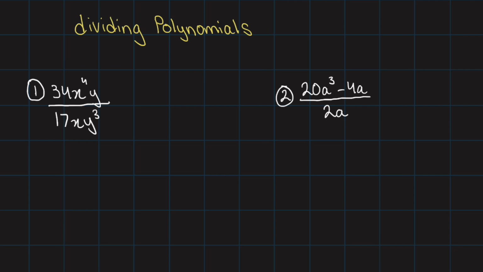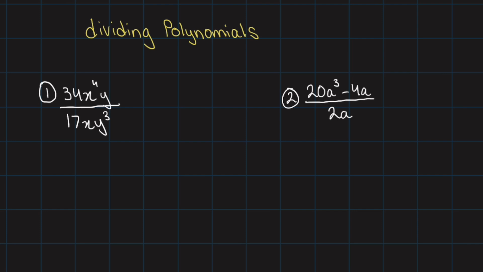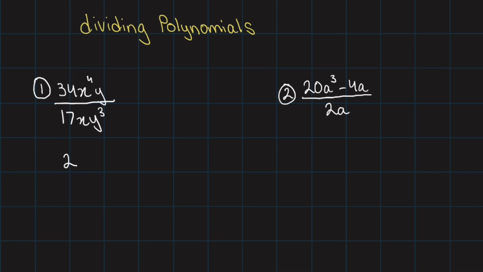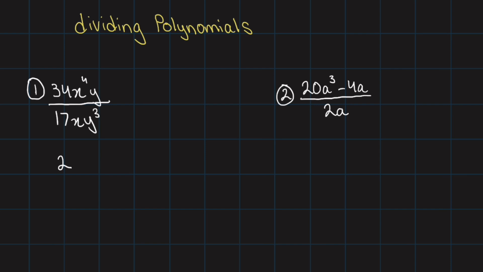We have 34x to the power of 4y over 17xy cubed. We know that 34 divided by 17 is just 2, right? Because 2 times 17 is 34, so we have 2. Then we have x to the power of 4 divided by x, and hopefully you know this, but if you didn't, when you divide variables that are the same base, their exponents subtract. So here we have x to the power of 4 and then x to the power of 1, which is invisible. So 4 minus 1 is 3, so that gives us x cubed.